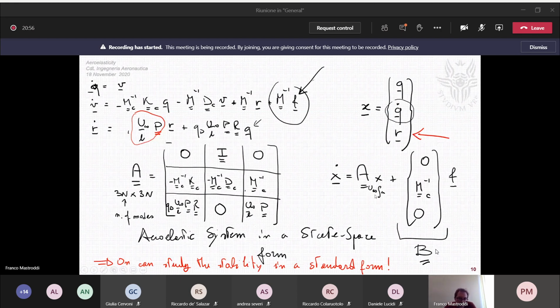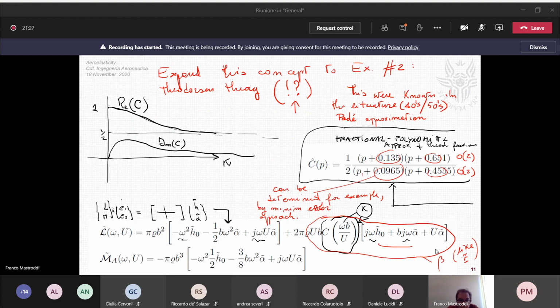In this case, the elastic system stability analysis can be performed in the standard way, just taking the standard eigenvalues of the matrix A directly. So the flutter stability analysis can be directly performed by finding the eigenvalues of the matrix A and the corresponding eigenvectors, of course.